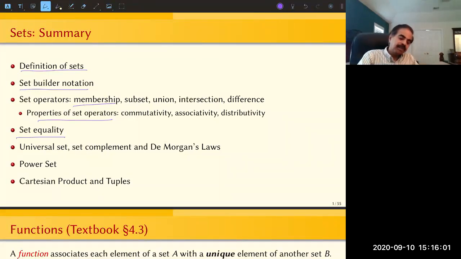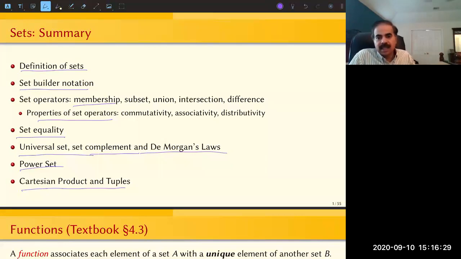Okay. So we defined the concept of a universal set, and based on that, the notion of a set complement and De Morgan's law for complementing a union, so that it becomes the intersection of the complements and vice versa. Then we defined power sets and a Cartesian product and tuples. So these are some very basic set operations that we need in order to talk about the next unit, which is about functions, relations, and cardinality.